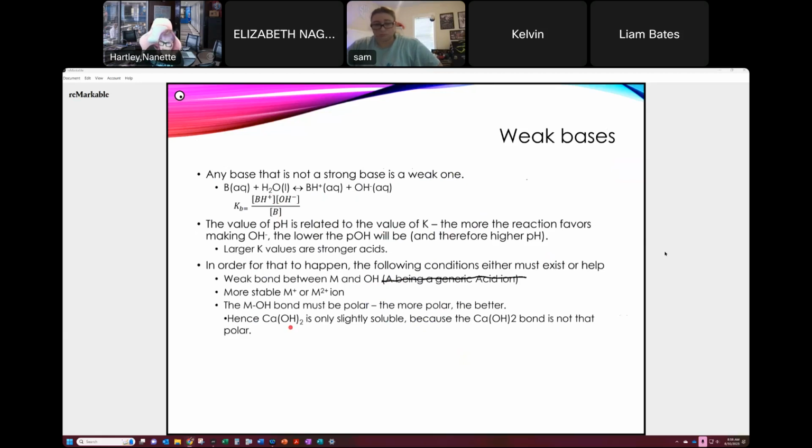Hence, when we talk about the CaOH2, it's only slightly soluble because that bond is not that polar. And so it doesn't come apart that much. So it's not complete solubility on that particular species. Okay. So questions about that?